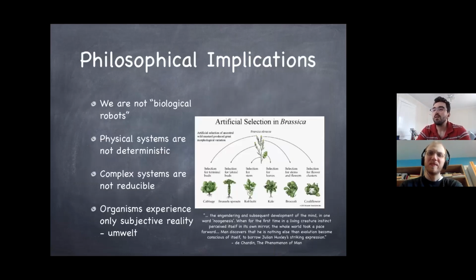So bottom line, we already talked about all this. Actually, we're not biological robots. Physical systems are not deterministic. In fact, they're probabilistic at best. And complex systems are non-reducible. And organisms experience, on some level, a subjective reality, and that's what allows them to evolve.